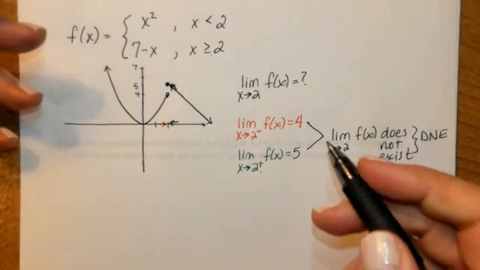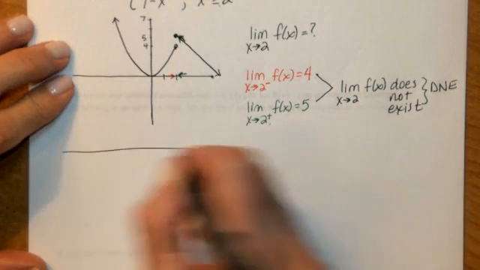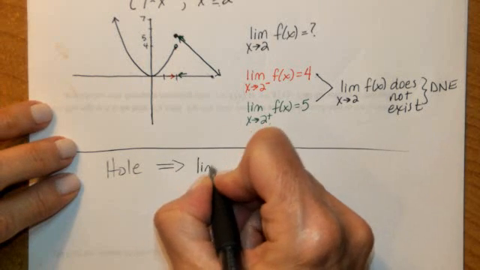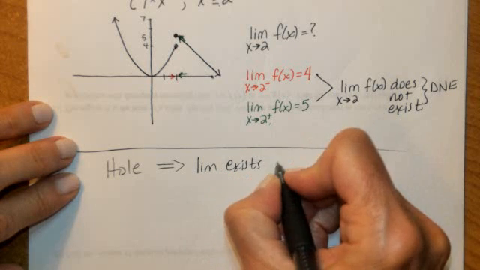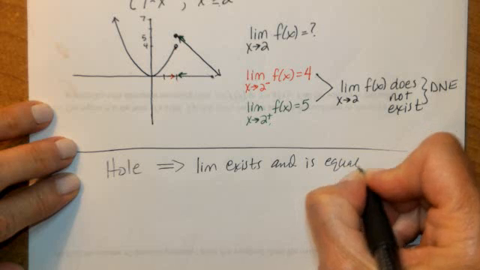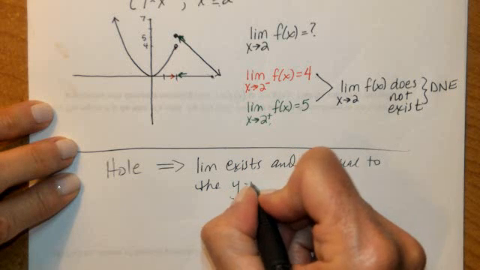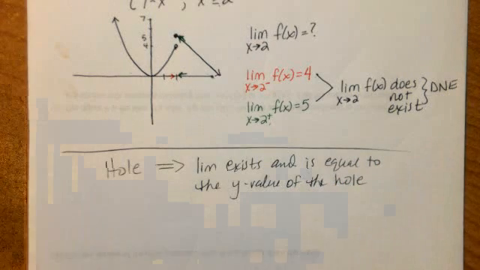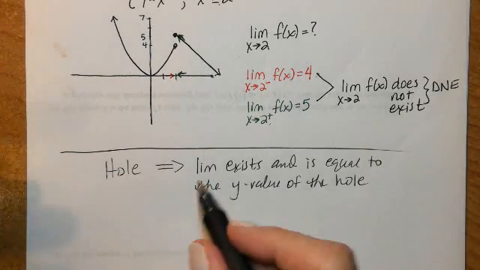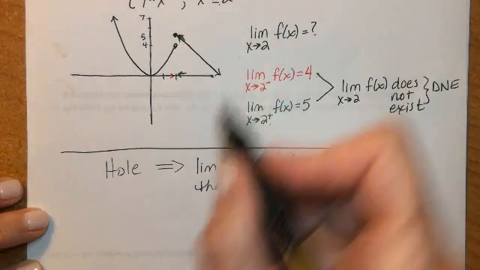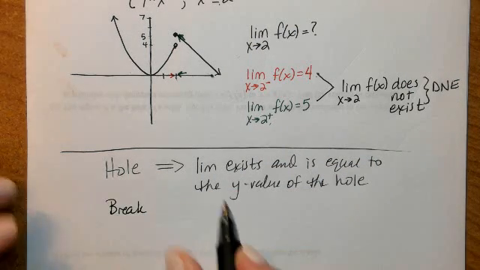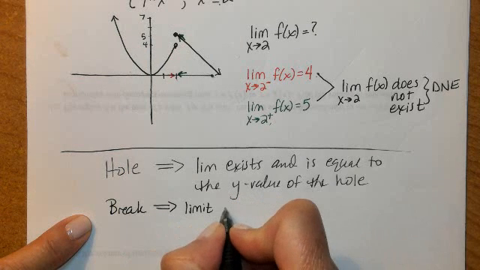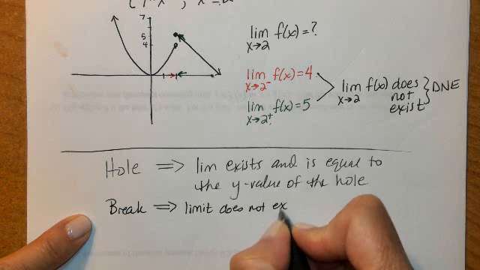So let's see what we found graphically. We found if you have a hole in the graph, then the limit exists and is equal to the y value of the hole. But if there's a break in the graph, like here there was a complete break in the graph, not including a hole as a break, if there's a break, then the limit does not exist at that x value.